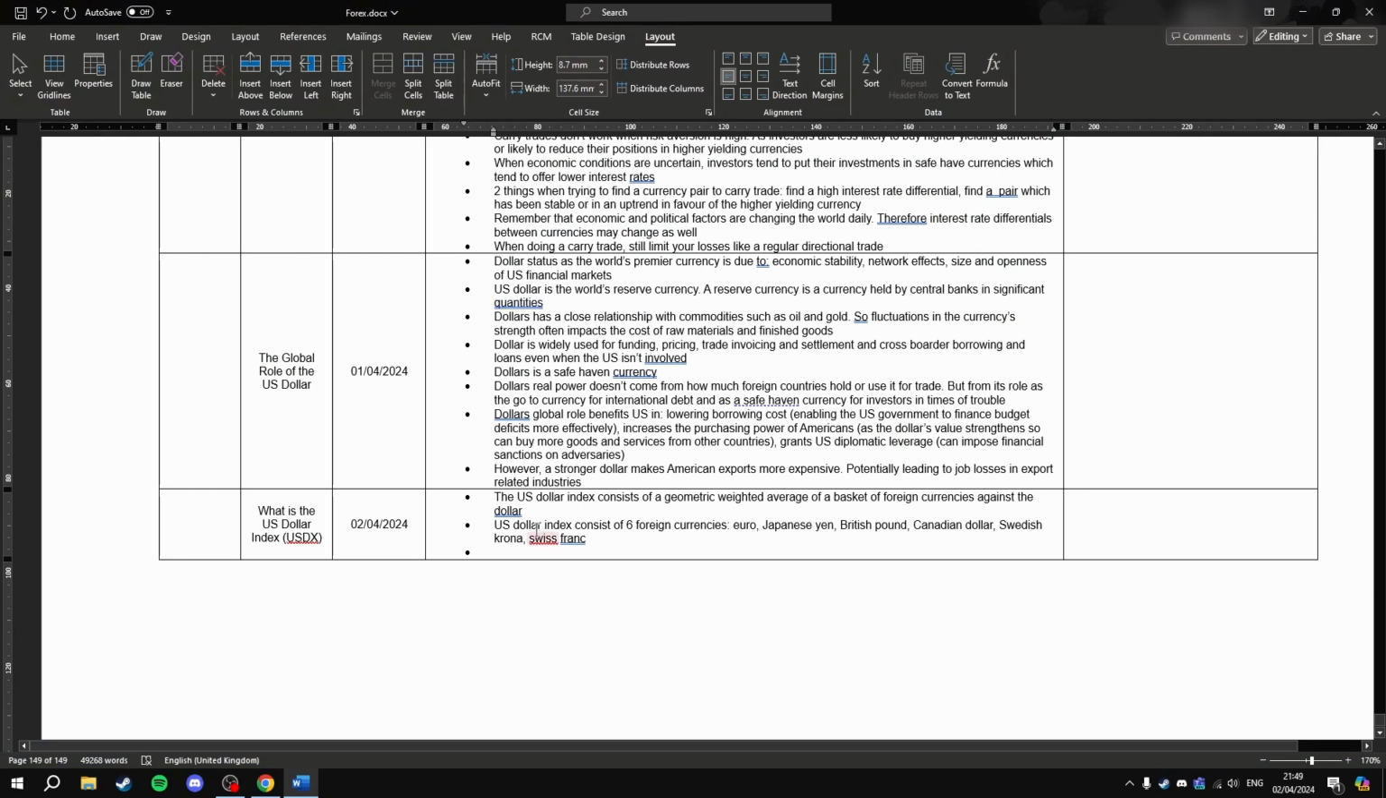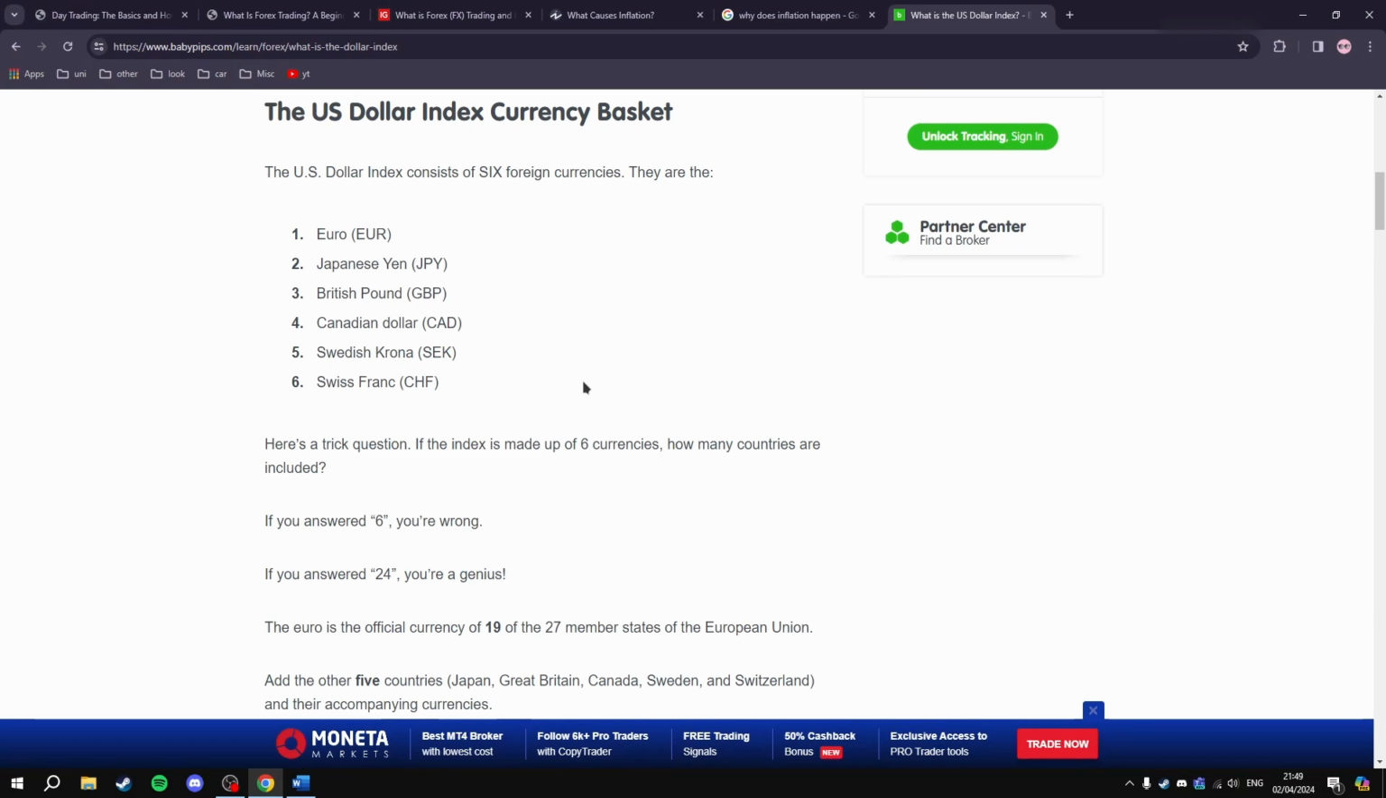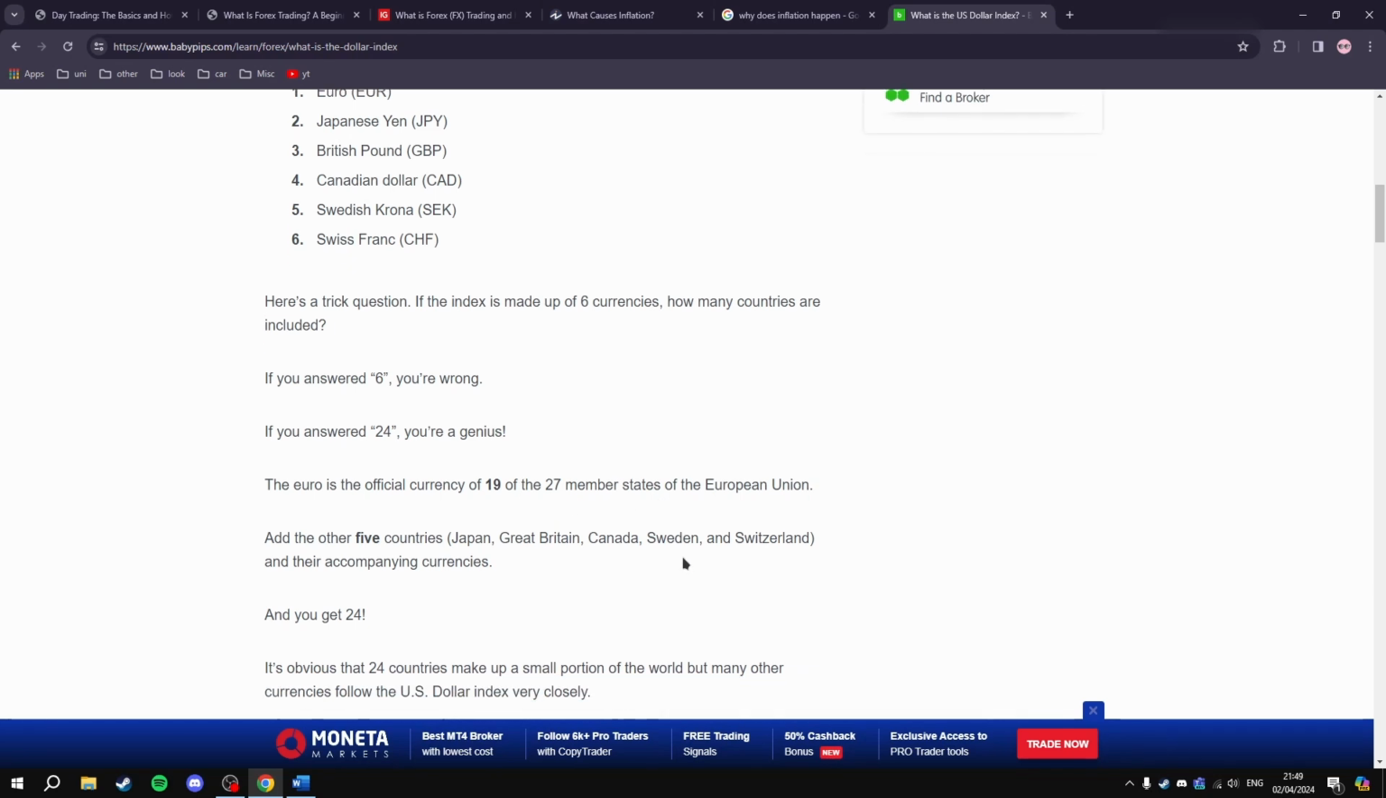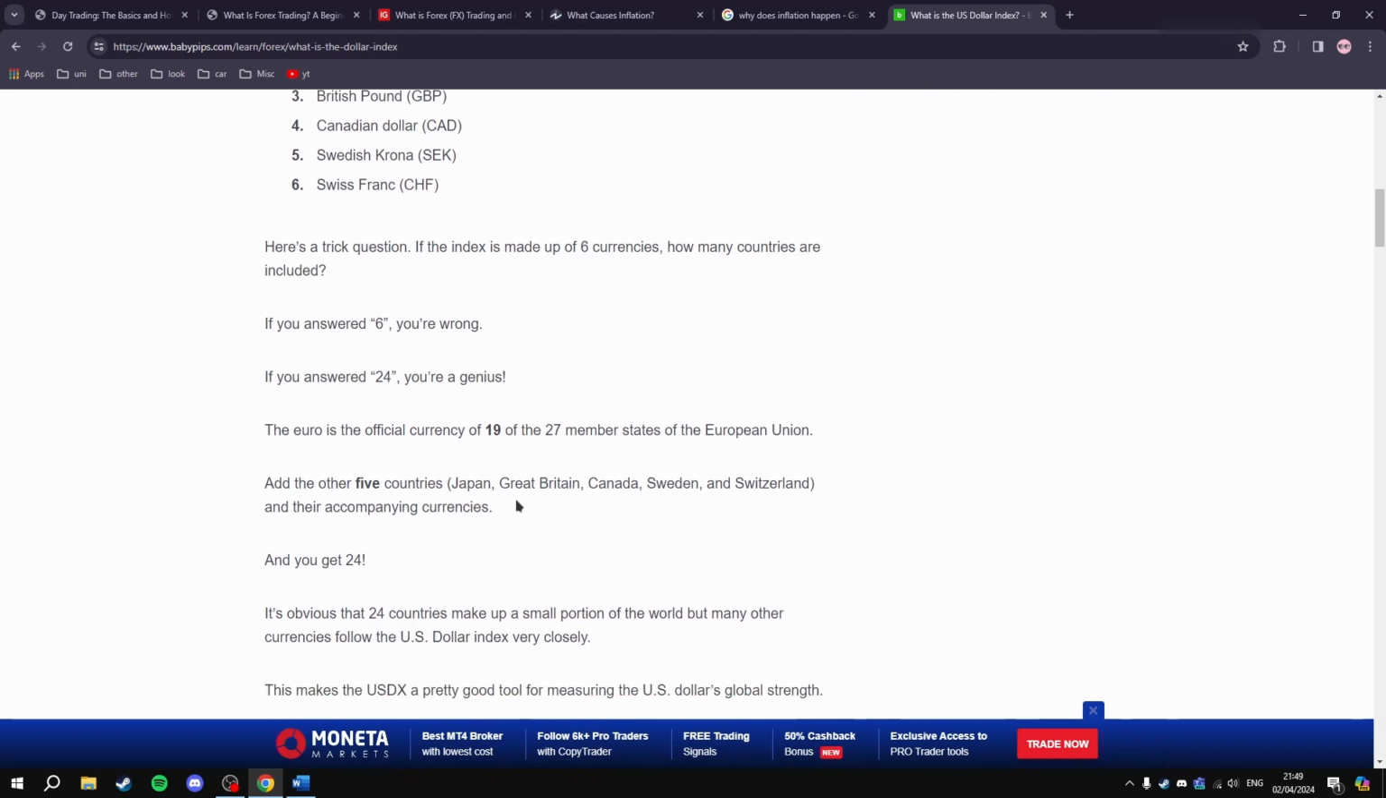Why is that not capitalized? There we go. Here's a trick question. If the index is made up of 6 currencies, how many countries are included? If you answer 6, you're wrong. If you answer 24, you're a genius. The euro is the official currency of 19 of the 27 member states of the European Union. And the other 5 currencies, Japan, Great Britain, Canada, Sweden and Switzerland, and their accompanying currencies.